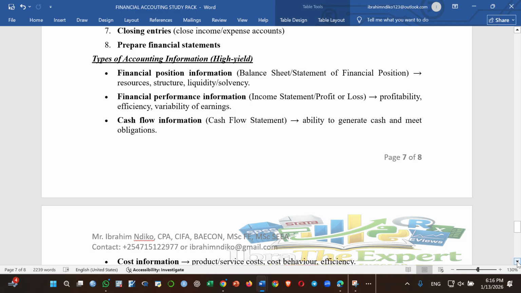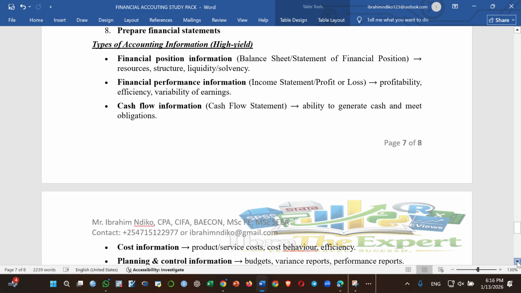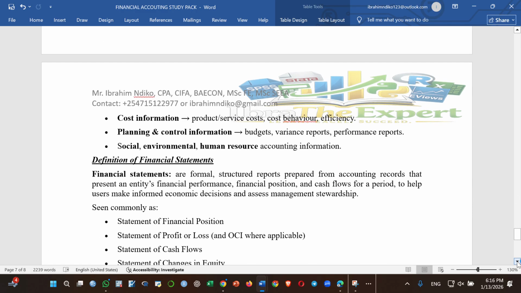Then you have the cash flow information. That is the information from the cash flow, for example, money in and money out, the expenditure, disposal, and so on. Then you have the cost information. This is information about the cost of a product. For example, we produce a particular product which the cost of that product maybe was 10 shillings per unit, and so on.